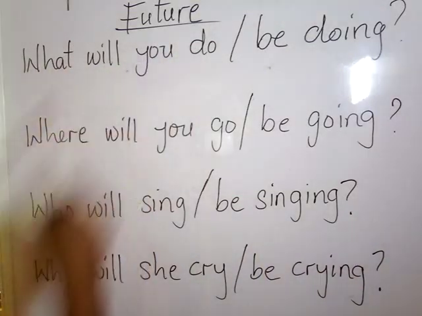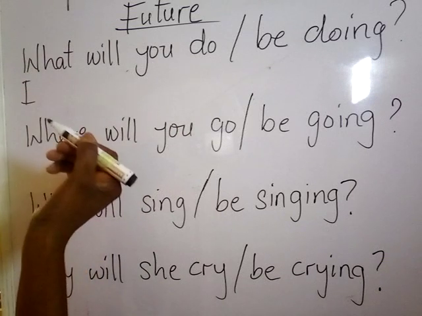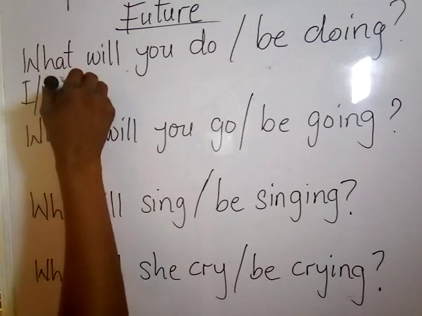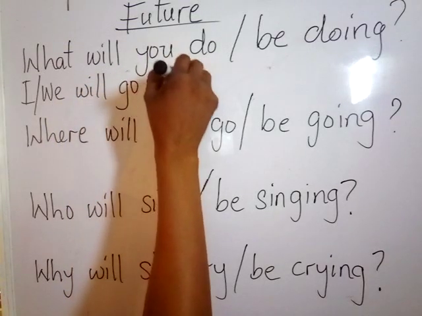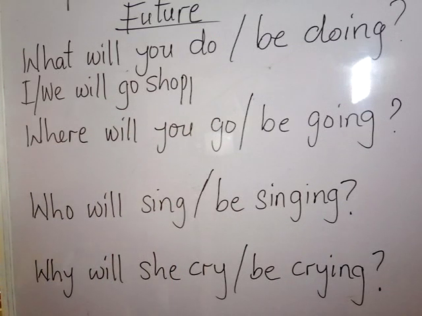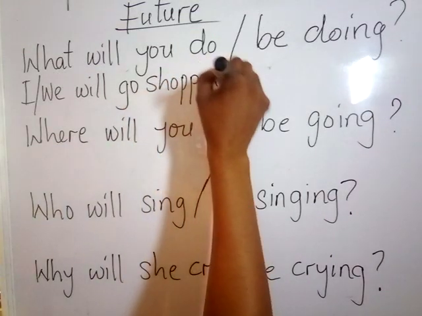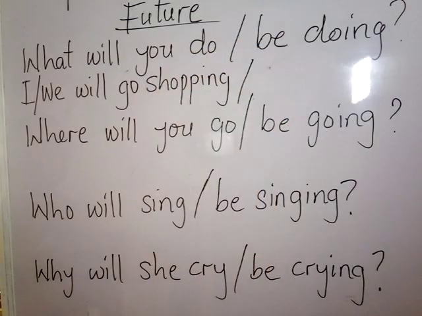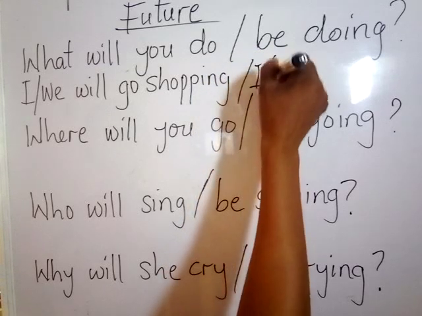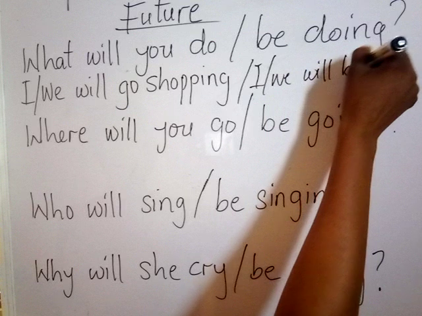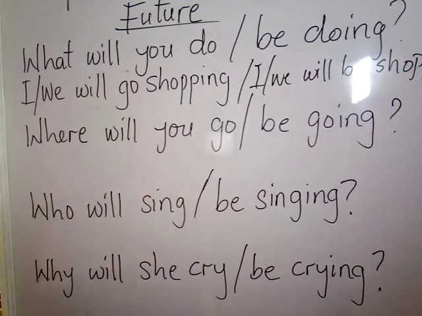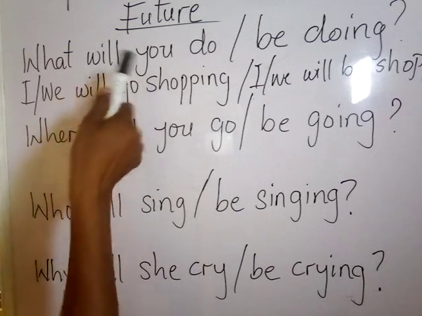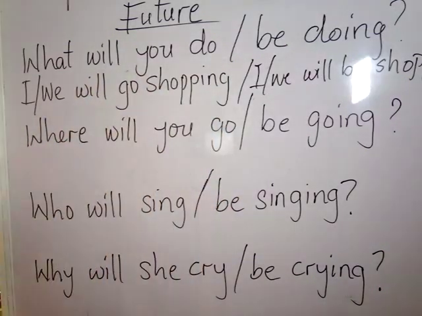Okay, so what will you do? You can respond to that by saying, I or we will go shopping. We will go shopping. Okay. Then for what will you be doing? You could say, I or we will be shopping. Okay. So there's a slight difference if you look at the responses. This one says, we will go shopping. There is no ing there. The shopping here is referring to the action itself, while this says we will be shopping.